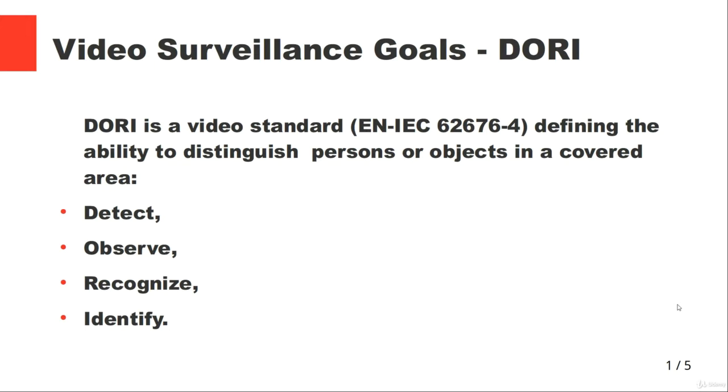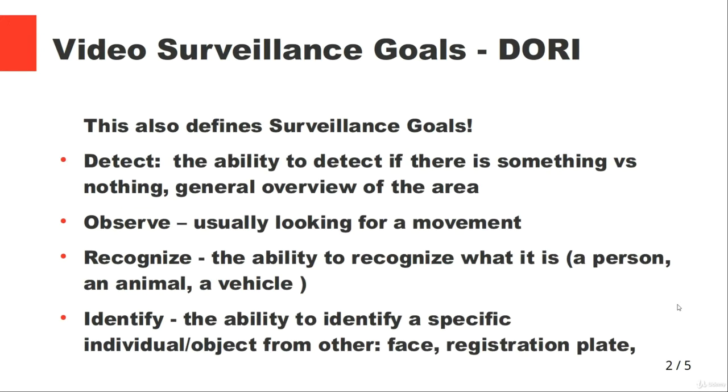Those video surveillance standards we could divide into 4 levels: detect, observe, recognize, and identify. And those standards also define our surveillance goals. So detect is basically the ability to detect if there is something there or there is nothing there. So there's a general overview of the area. This will be a very wide shot with a very wide field of view of the camera, and all the objects there will be very small.